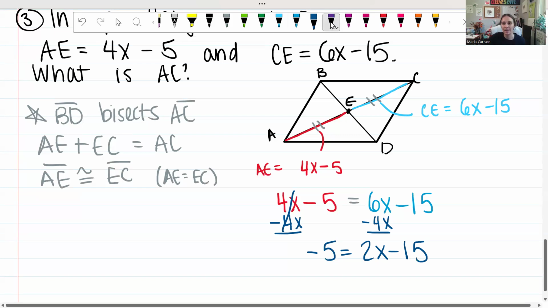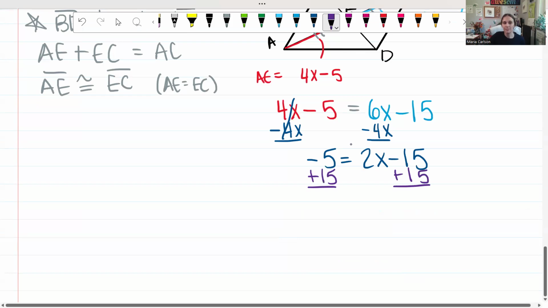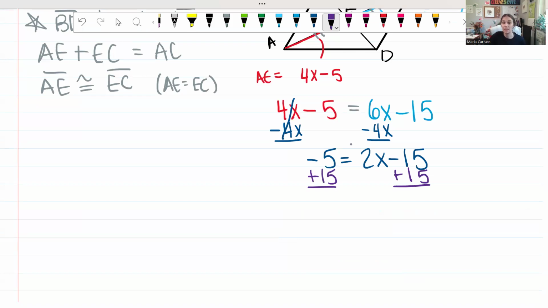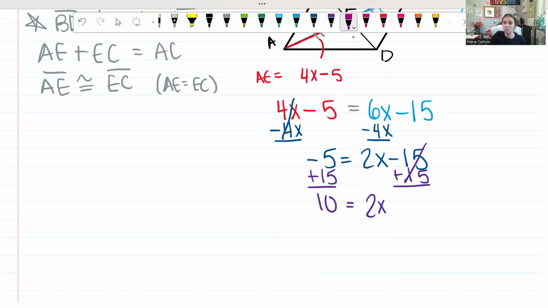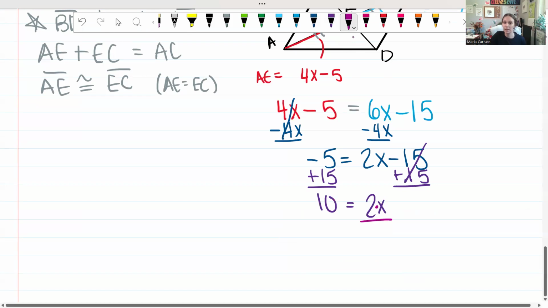And then we can continue to solve for x. I will add 15 to both sides to undo that subtraction. Negative 5 plus 15 gives me positive 10, which would be equal to just 2x. And finally, I can undo this multiplication by 2 by dividing by 2. And 10 divided by 2 will give me 5. And on the right, the 2's will cancel, which tells me then that x is equal to 5.